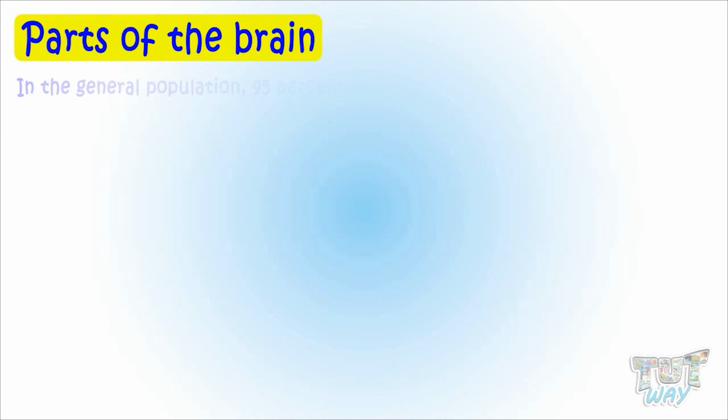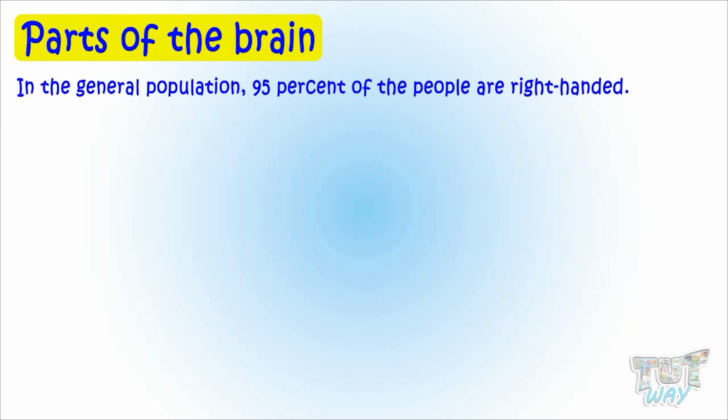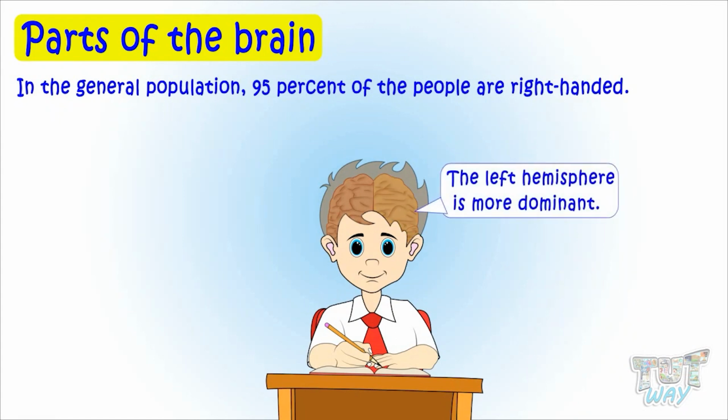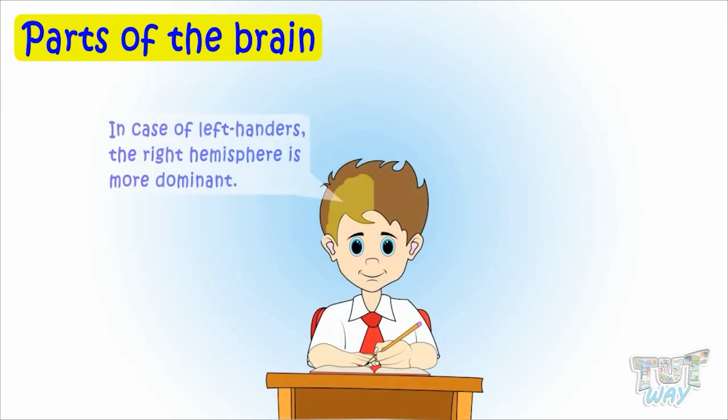In the general population, 95% of people are right-handed, which means that the left hemisphere is more dominant. In case of left-handers, the right hemisphere is more dominant.